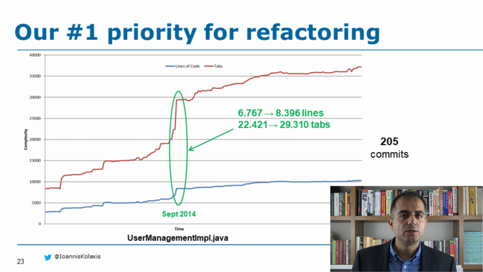So if we needed to somehow prioritize our refactoring efforts and couldn't refactor both of these files, then we would certainly go for this file, the one with the 205 commits. This would be our number one priority for refactoring.